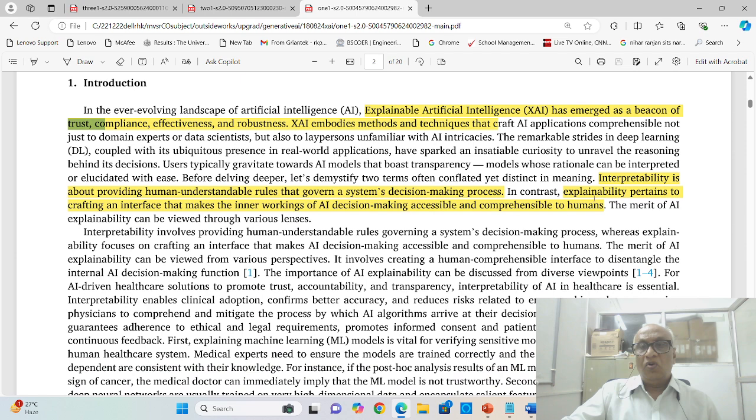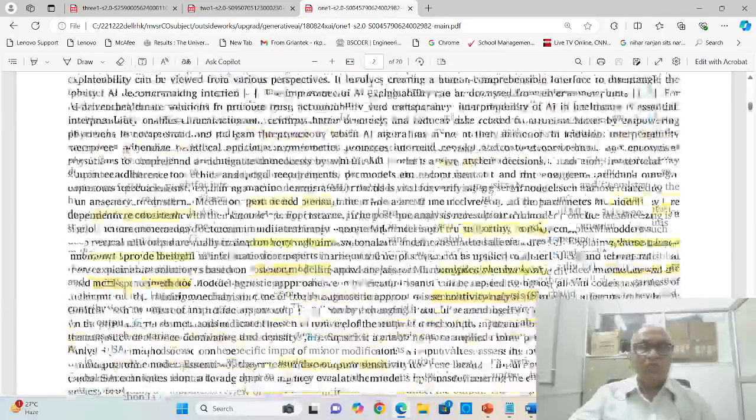Now you have a subtle difference between interpretability and explainability here. Interpretability stands for human understandable rules that govern a system's decision making process, while explainability stands for creating an interface that makes the inner working of AI decision making accessible and comprehensible to the humans.